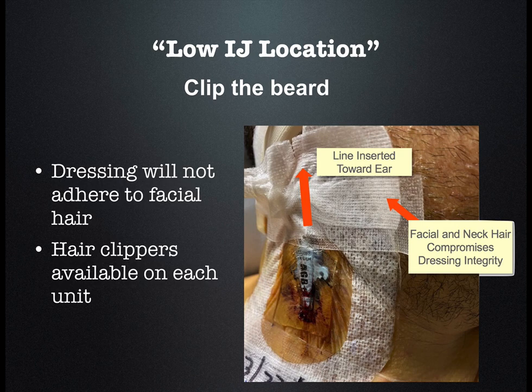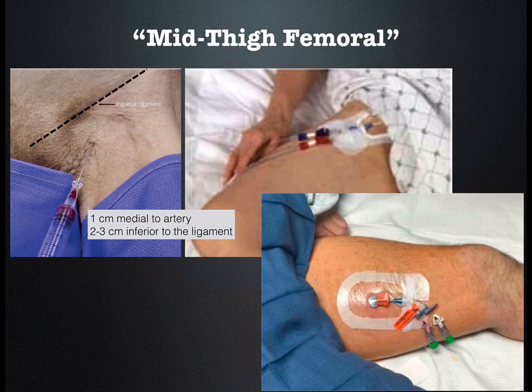If you end up having to put in a central line in the neck in somebody that has facial hair, remember to clip that beard before you place the central line. But better yet is to avoid this location if at all possible, or to use a low IJ approach so that your dressing doesn't even come into the beard line, because beards will grow back. And as they grow back, they're hard for the nurse to maintain.